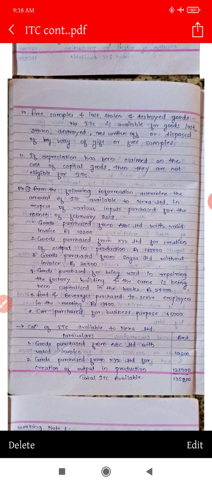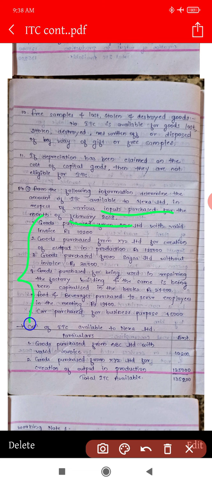This company has made some transactions, or purchased some inputs, which they have told you. They purchased inputs for the month of February in the year 2018, and from these 6 transactions you have to make out for which transaction they will get input tax credit. Clear? So let's start with the first one.